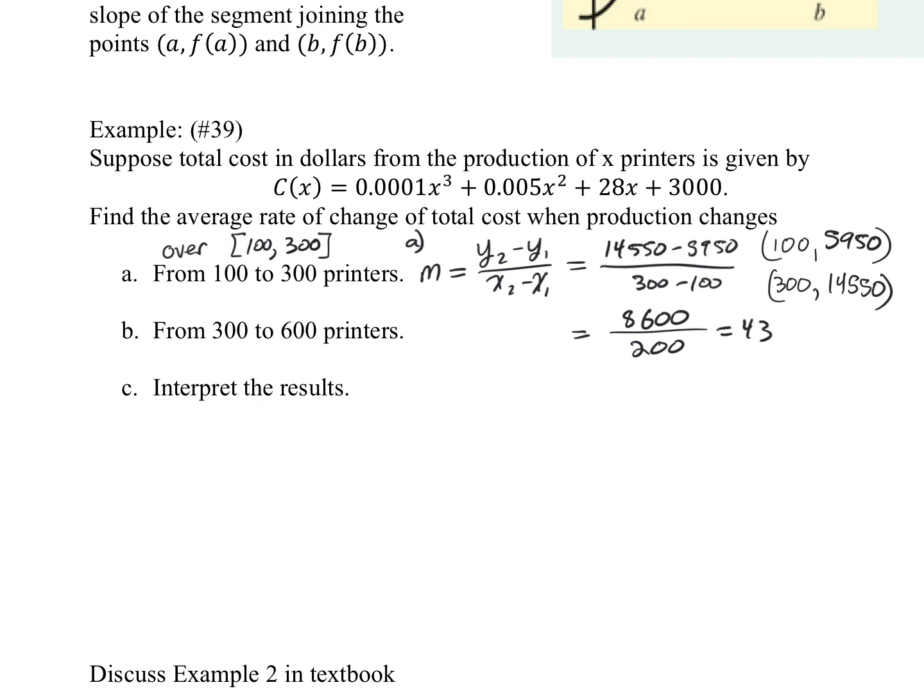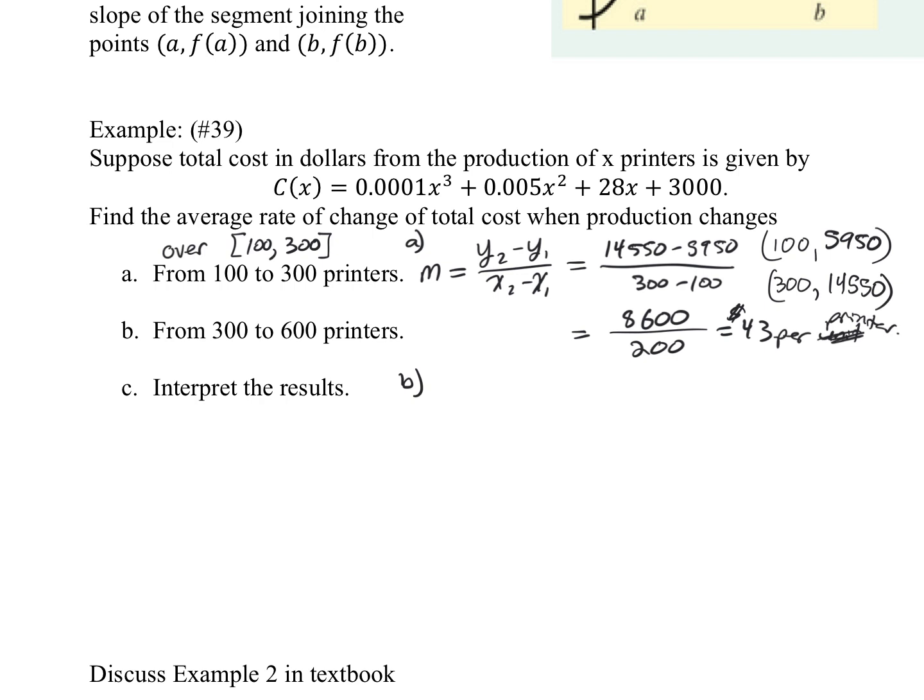So this is an average rate of change. We might want to label our answer. The label of the answer would be dollars per unit. You can think of this as you had dollars in your numerator and then units in your denominator. So dollars per unit. I guess we could more specifically call it dollars per printer in this example. All right, we've answered part A. Let's go on to part B.